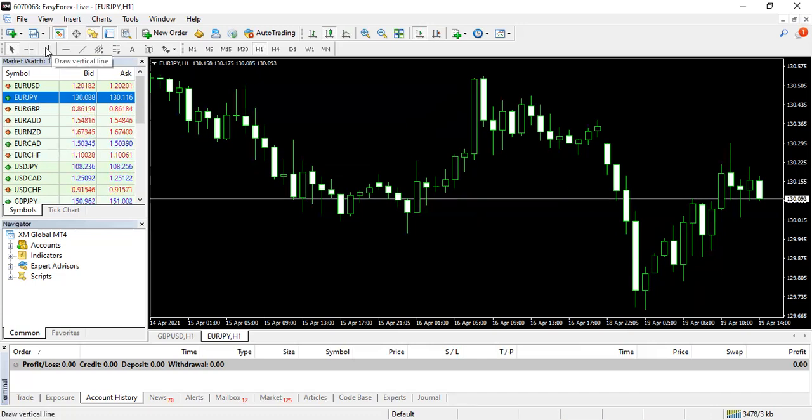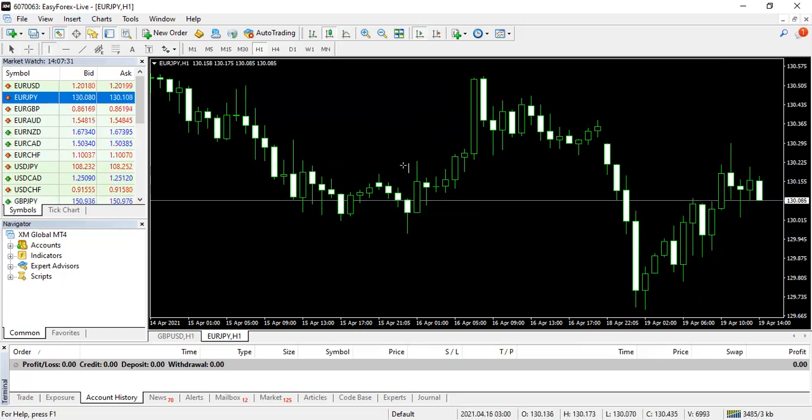The next one is a vertical line. This vertical line, once you click on it here, you bring it to where you want to draw that line. If it is here, you click on it and then you leave it. The line will be drawn. This is the vertical line drawn. And if you see below it, it's going to give you the date on which you placed this line. The date is the 16th of April, the year 2021. And the time is 6 o'clock. So once you put the vertical line, it will give you that information.